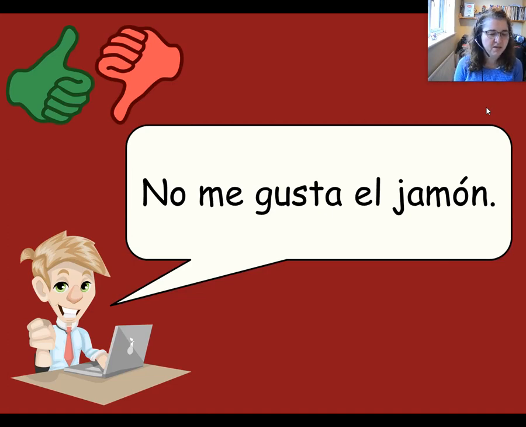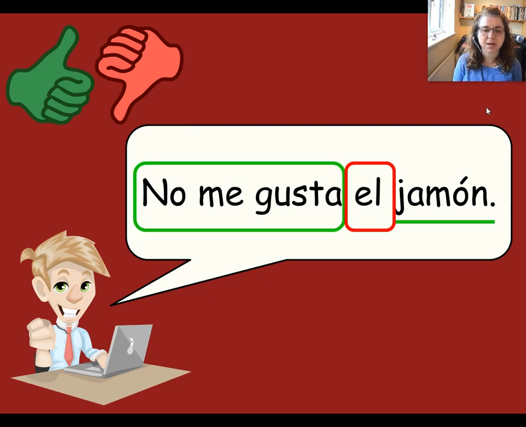Now, here's our home worker again, but if you look carefully at the picture, you can see this time he doesn't have his thumb up. He has his thumb down. So he's going to be talking about things that he doesn't like. And here's our first sentence. No me gusta el jamón. So it's still about ham, it's still about jamón, and we've still got el in front of it because it's masculine, but this time we've got a different opinion.